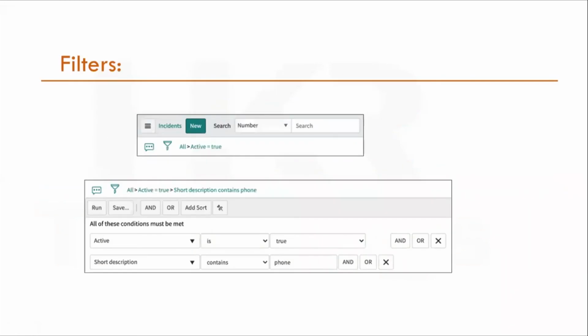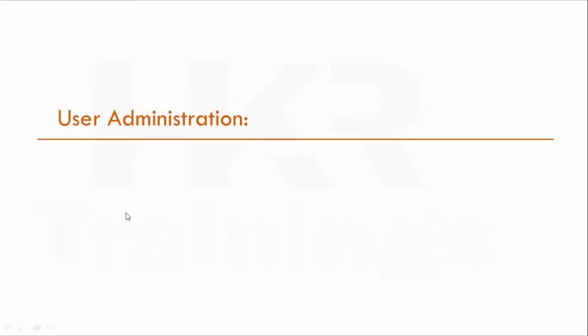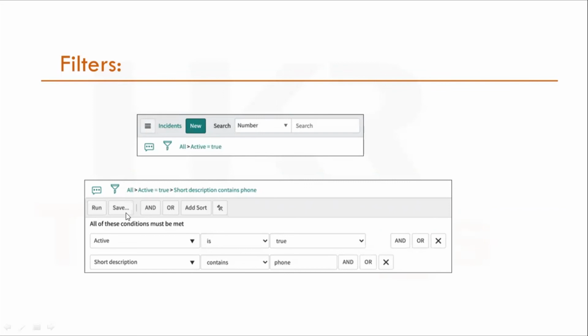The filter part, which we have discussed just now. Filter is nothing but this funnel icon. And you can apply the filter by choosing the column, which I have just now shown you. Like category is software. Once you do this, you will run the filter and the filter will be applied. Now this is called the list and the form.